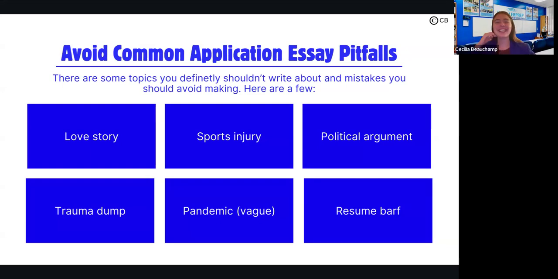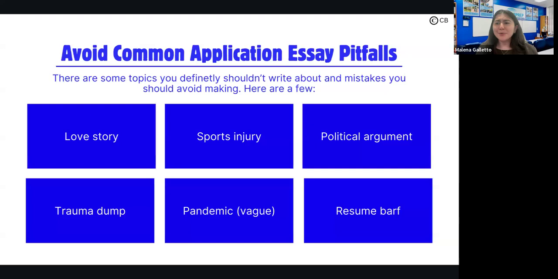Don't do political arguments. You want to, in your application, appeal to as many people as you can. So don't choose a topic that might unintentionally polarize other people.